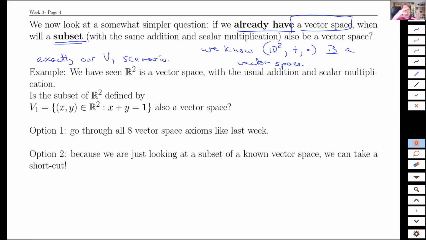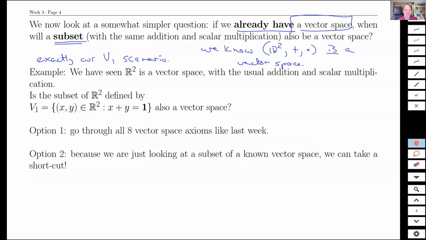Well, this is actually just a subspace of what we started with. And of course, we can do all 8 vector space axioms. We can absolutely do that, but man, it's a lot of work. And a lot of those have to do with the plus and scalar multiplication, and that's going to be just redundant. If we've already done it for R2, it's not going to be any different for the subspace. So it turns out, if we're looking for a known vector space, there's a shortcut.